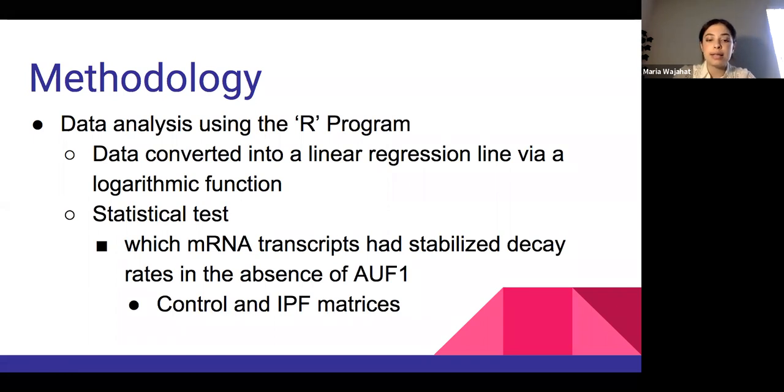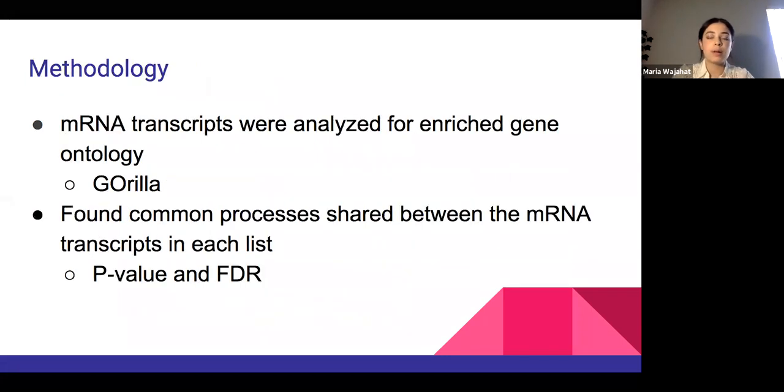Afterwards, I did a statistical test which could tell me which messenger RNA transcripts specifically had stabilized decay rates in the absence of AUF1. And I did this for both the control and IPF matrix. Up till now, it was more of the quantitative method, because once I did the statistical test, R gave back a specific number of transcripts which were AUF1 dependent. And so then more of the qualitative work began, in which messenger RNA transcripts were analyzed for enriched gene ontology using the GOrilla server. What this essentially did was find common processes shared between the messenger RNA transcripts in each list. And it also gave respective p-values and FDR values for these common processes.